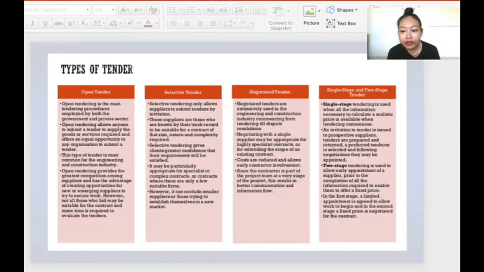Two-stage tendering is used to allow early appointment of a supplier prior to the completion of all the information required to enable them to offer a fixed price. In the first stage, a limited appointment is agreed to allow work to begin, and in the second stage, a fixed price is negotiated for the contract. So actually, single stage and two stage are quite similar to negotiated tender, if you can see that.